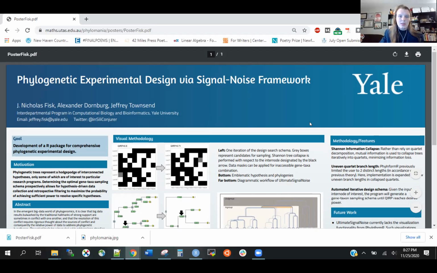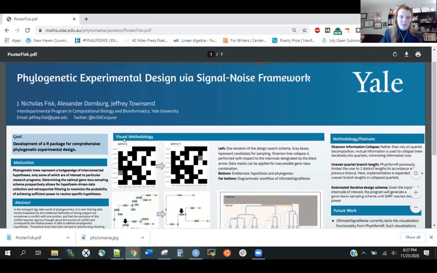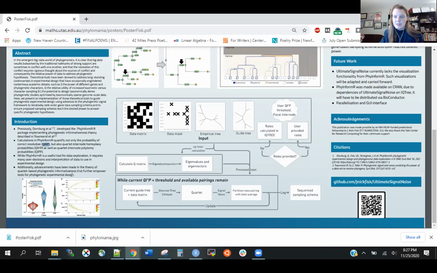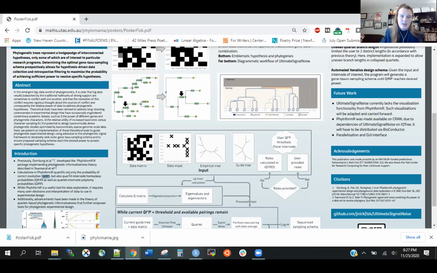So using a signal-noise framework that's been long established, I helped code up this PhyInformer package. It's on CRAN if you want to look at it, and it was a robust way of data exploration. It would let you analytically and empirically estimate quartet internode resolution probabilities. So you could decompose your tree into quartets, and using the site rates and everything, you can get the probability that, given your data, you will resolve your specific quartet correctly.